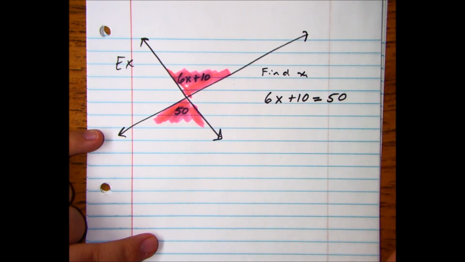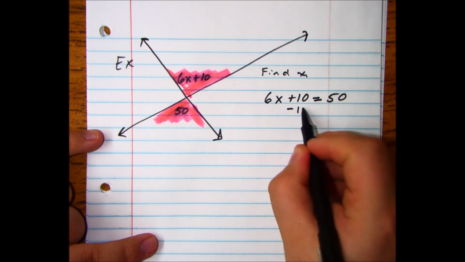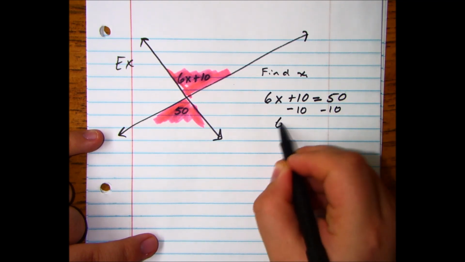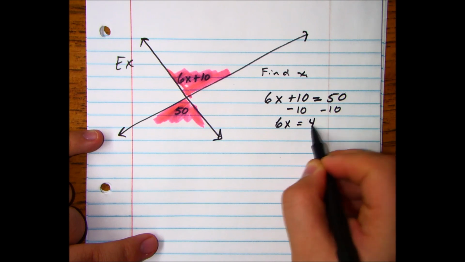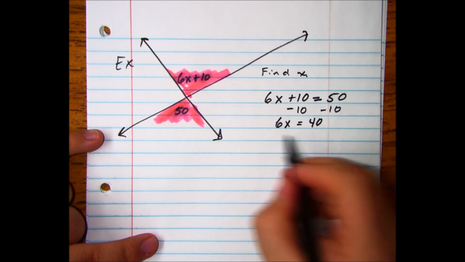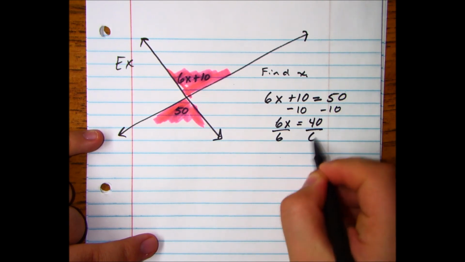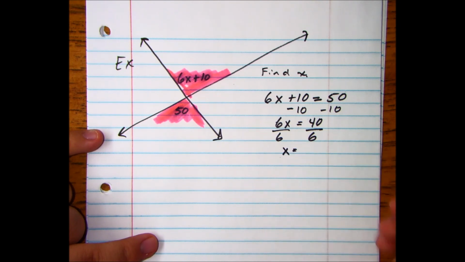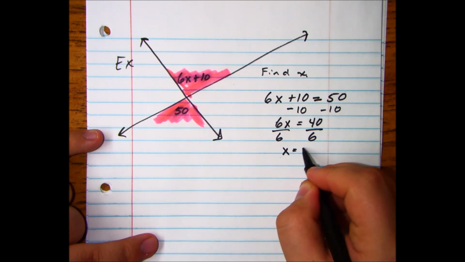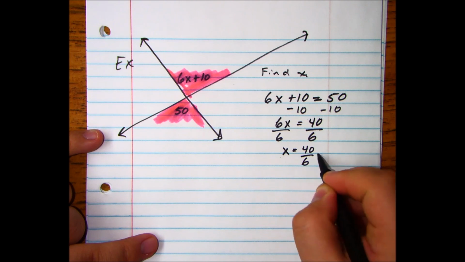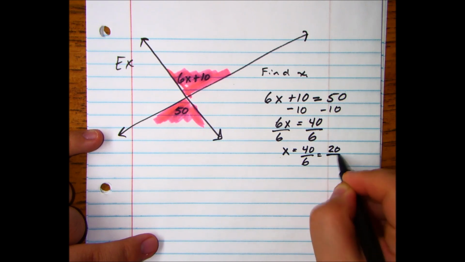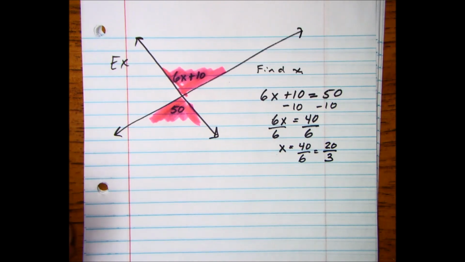I'm going to be told to find x. So I'm going to subtract 10 from both sides. 6x equals 40. Divide by 6. x equals 40 over 6, which can reduce to 20 over 3. And I would just keep your answer as a fraction, unless told otherwise.